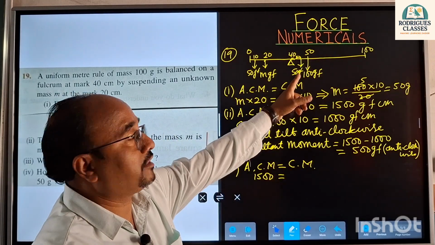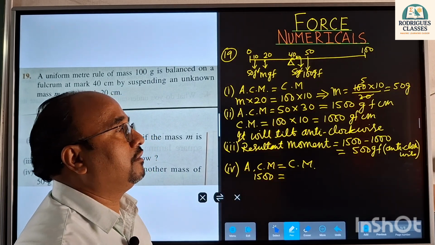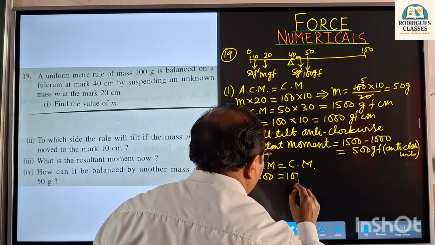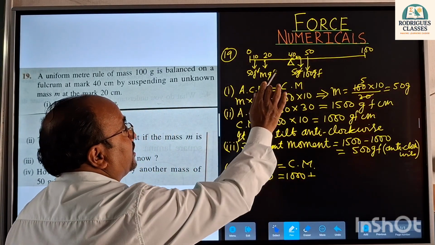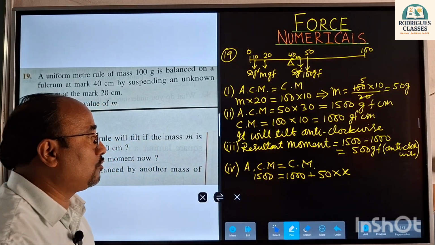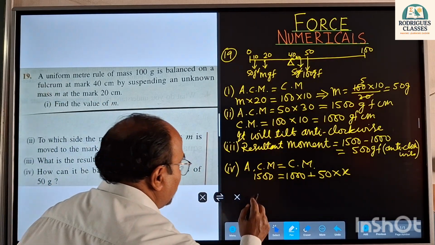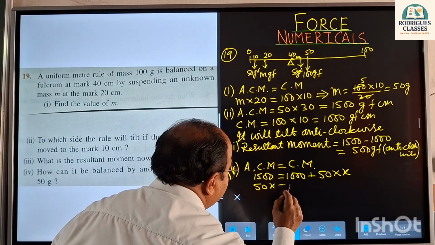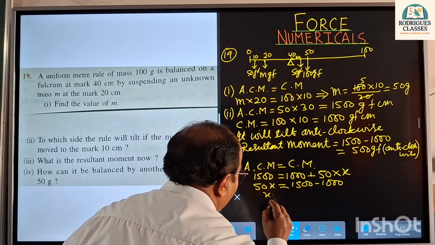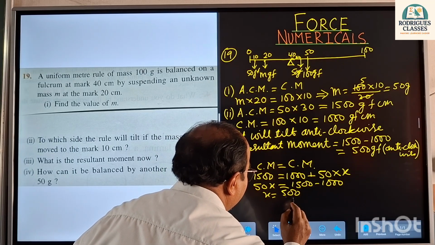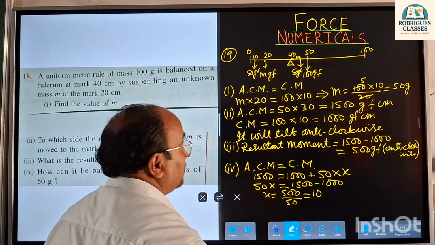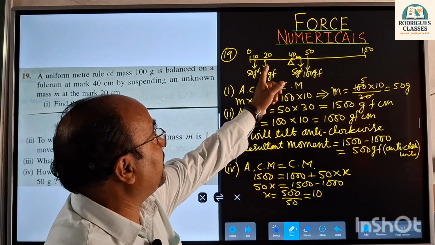In the clockwise part, the weight of the rule was causing a moment of force, which we had calculated as 1000. So this will be there, plus that 50 gf coming at a distance X. So this is altogether your clockwise moment. Let us calculate it out. 50X will be 1500 minus 1000. So X will give us 500 by 50, which is equal to 10. So X we have got as 10.